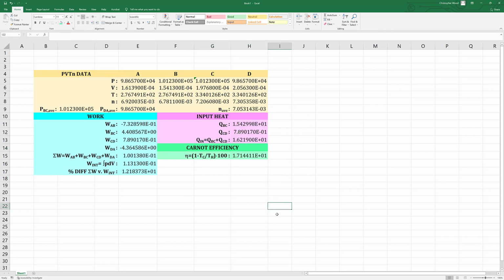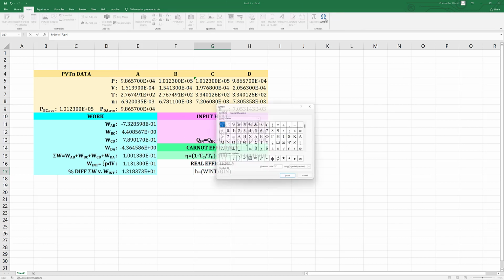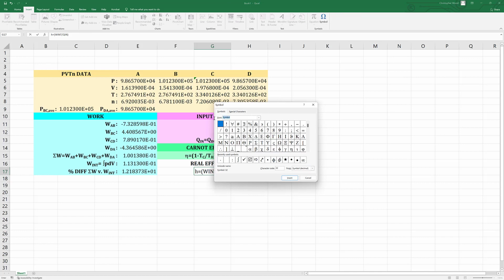There, that's Carnot efficiency. Last section, real efficiency, R-E-A-L space efficiency. Let's go ahead and merge that across these three cells. Let's bold it. Let's specify the expression for real efficiency. In this cell, type in lowercase h equals left parenthesis W-I-N-T divided by Q-N, right parenthesis, let's insert a bullet operator. Click Insert, Symbol, specify the symbol palette, and scroll until you see it and select it.